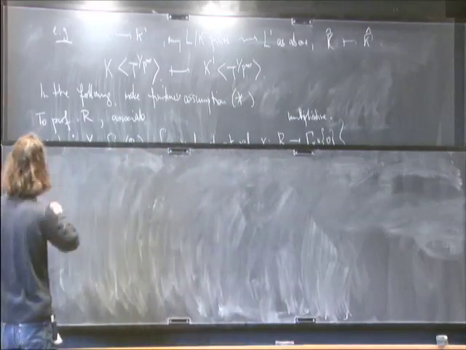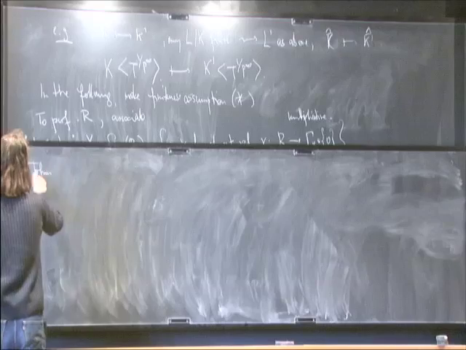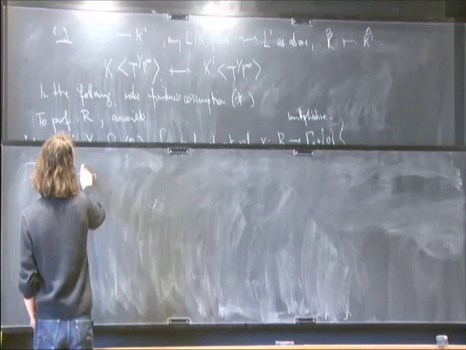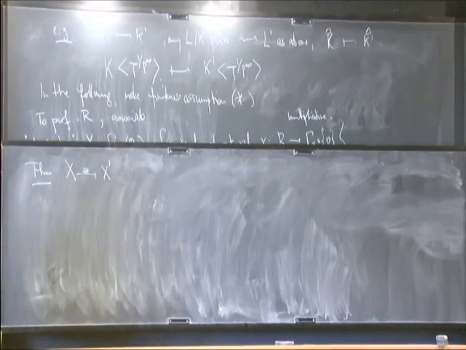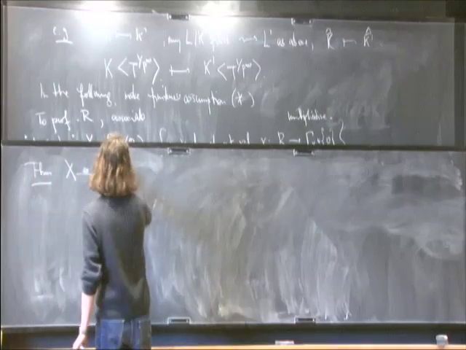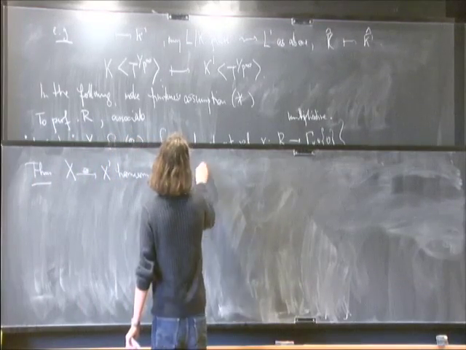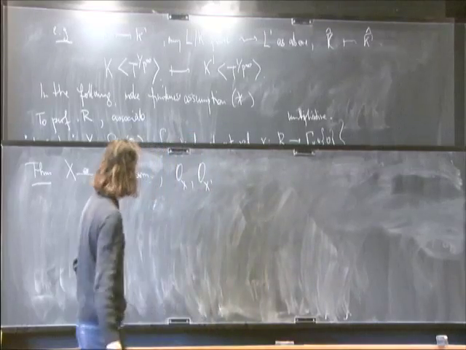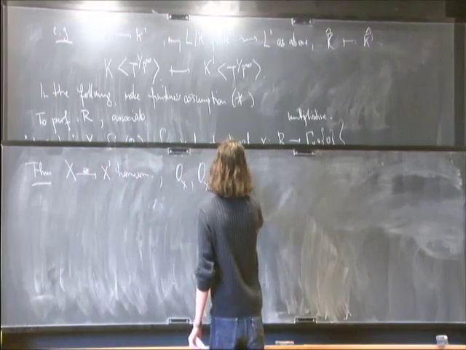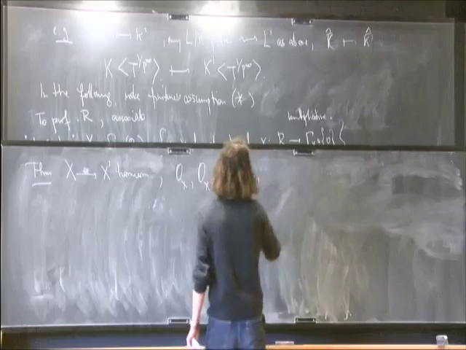Okay, and then what we can prove is that in fact this map from X to X prime is a homeomorphism. OX and OX prime are sheaves.